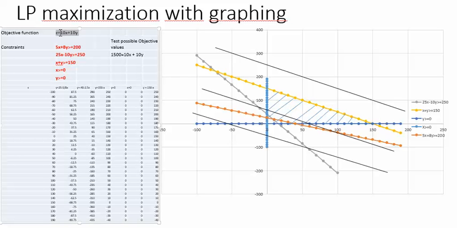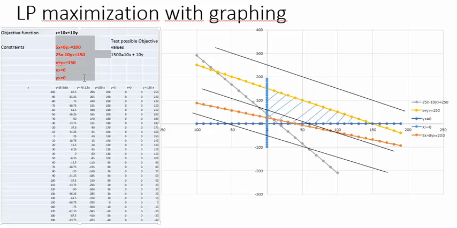The constraints that we have for this problem are 5x plus 8y greater or equal to 200, 25x minus 10y greater or equal to 250, x plus y greater or equal to 150, x greater or equal to 0, and y greater or equal to 0.